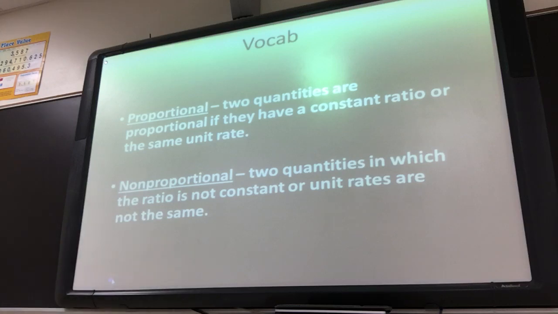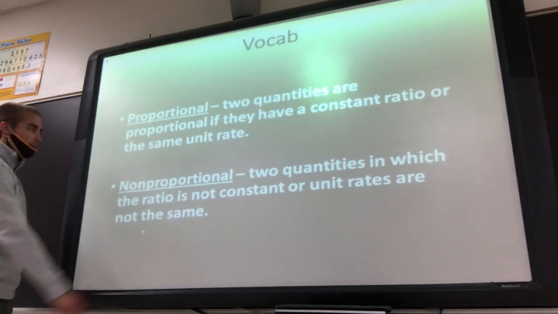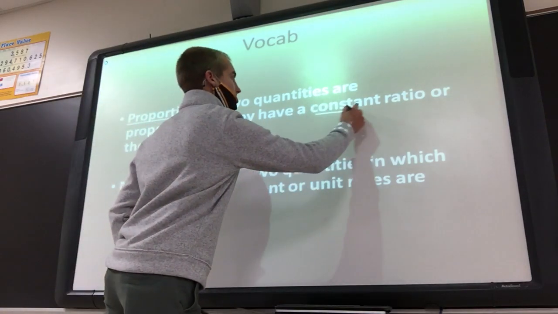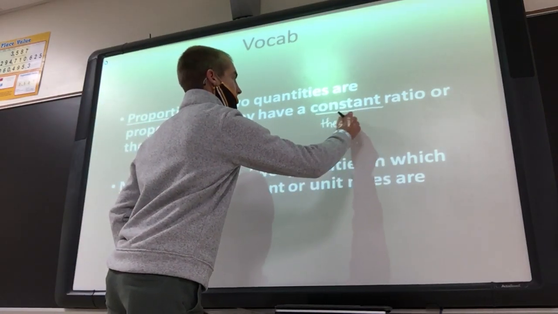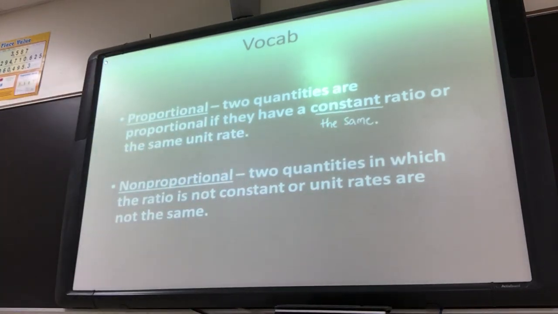But if something is proportional, that means that they have a constant ratio. And remember, in math, we said that constant means, anybody remember what constant means in math? It means the same. So constant means the same. You want to make a note of that. So they have the same ratio every single time, or another way to say that is they have the same unit rate. Same ratio or the same unit rate.